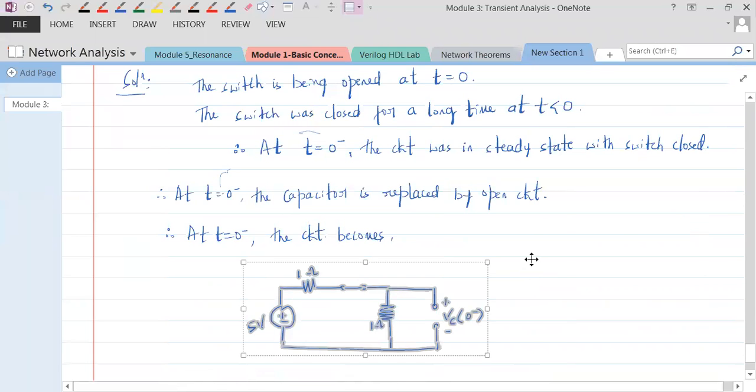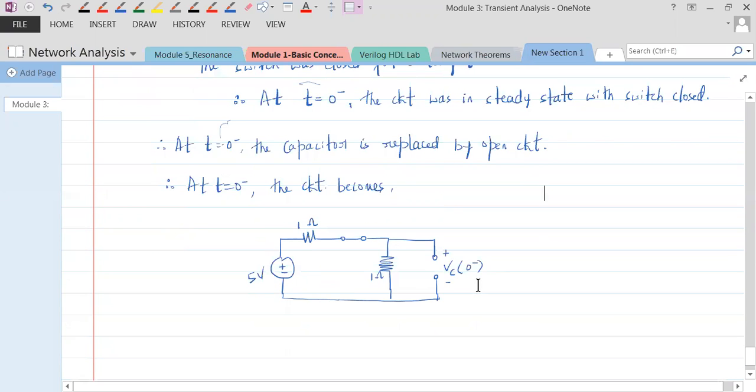Yeah, see, this is how it is going to look like. Now, can you find out Vc of 0 minus? What is Vc of 0 minus? It is the voltage that is dropping across this 1 ohm. If this is Vc of 0 minus, the voltage that is dropping across 1 ohm is also Vc of 0 minus, because these two branches are in parallel. Understand that? So you can say this also is Vc of 0 minus.